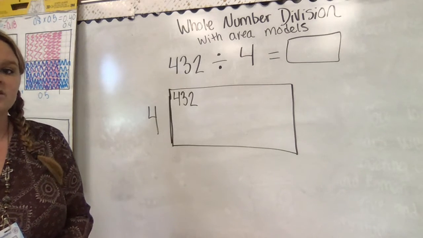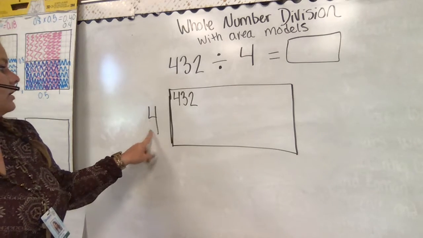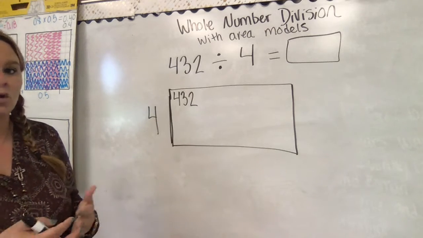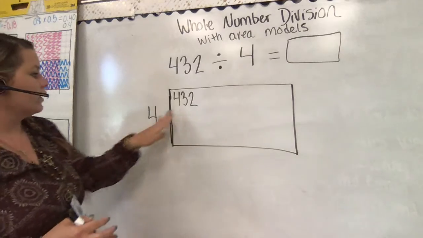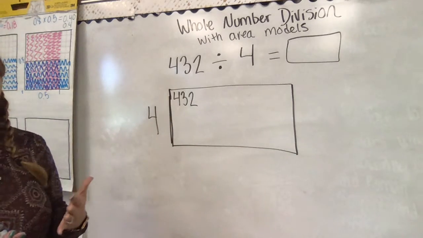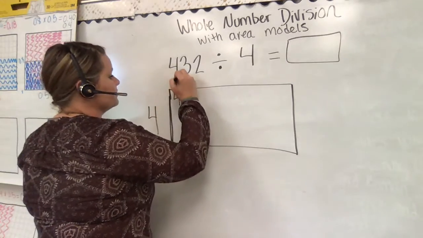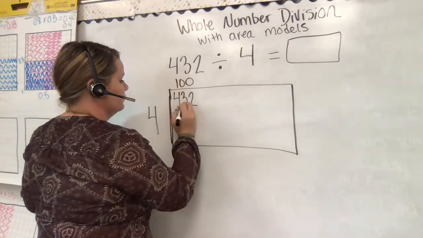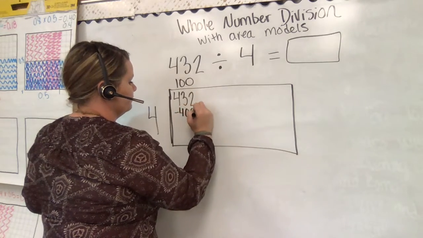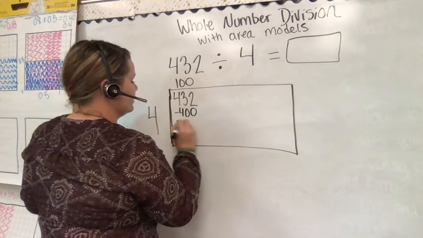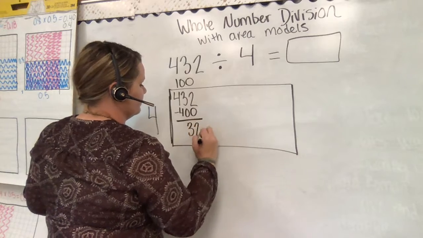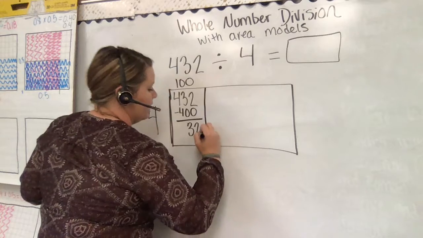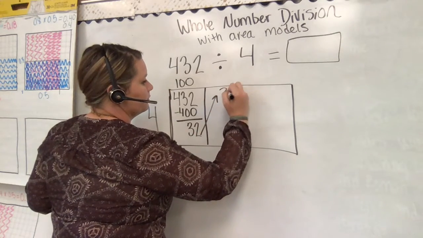So the first thing I need to do is figure out if 4 can be divided into 4. And we know that it can, or we can think about it this way. So 4 can go into 432, we know right away, 100 times. 4 times 100 is 400. And then we're going to subtract and have 32 left over. Then we're going to draw a line and move our 32 up here.